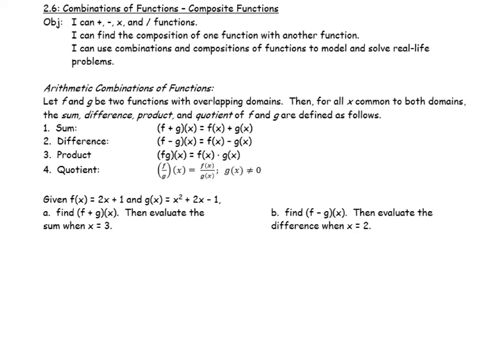To work with arithmetic combinations of functions, you'll just have two different functions with overlapping domains. For all x's that are in common with both domains, you can do the sum, difference, product, and quotient. Sum would just be splitting up the definition into adding the two functions together. Difference is when you subtract. Product is when you multiply. And then quotient is when you divide.